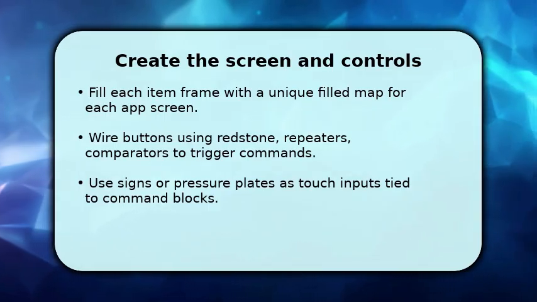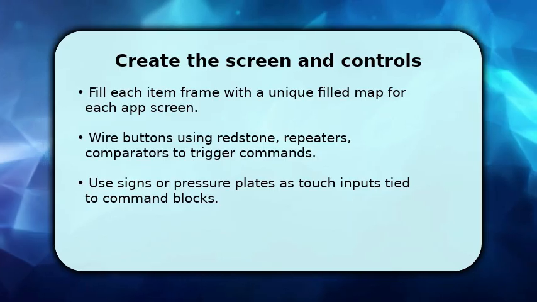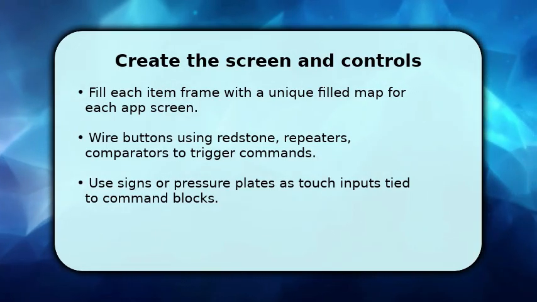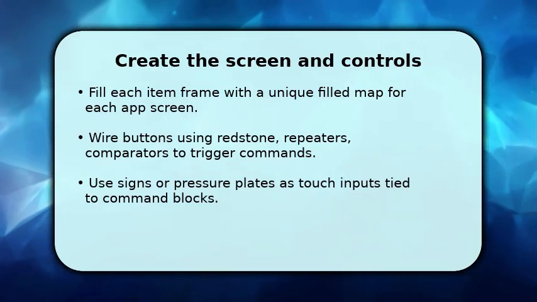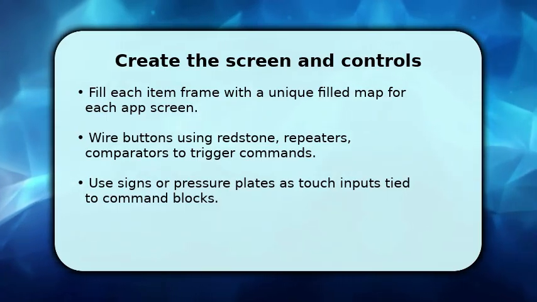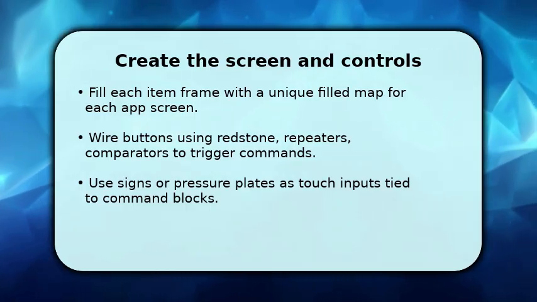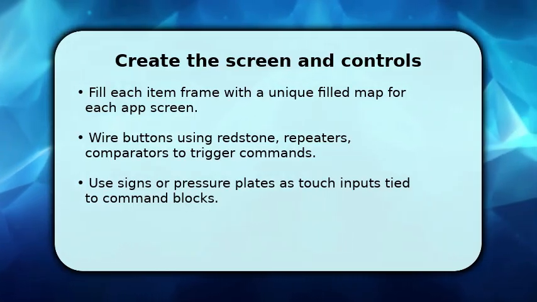Once maps are ready, connect buttons or pressure plates to command blocks using redstone lines and repeaters, so each input replaces maps in frames. Make sure to stagger repeaters for timing. This prevents flicker and gives the command blocks time to execute when you simulate tapping an app.